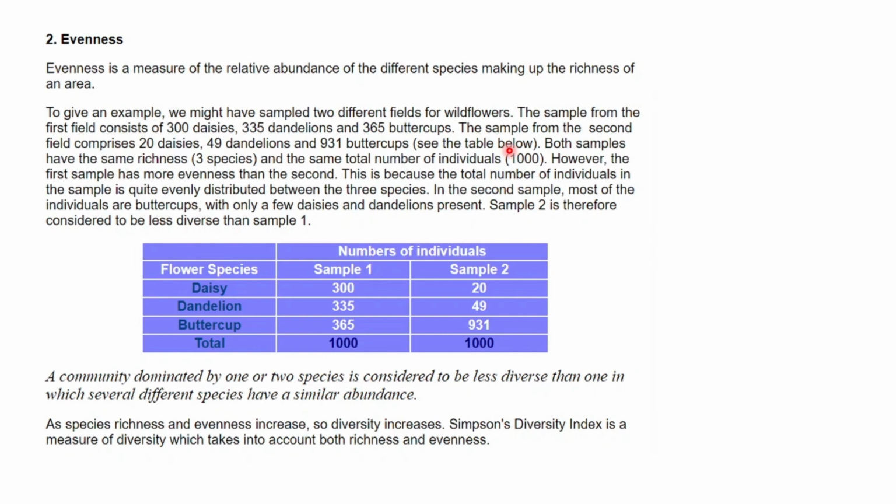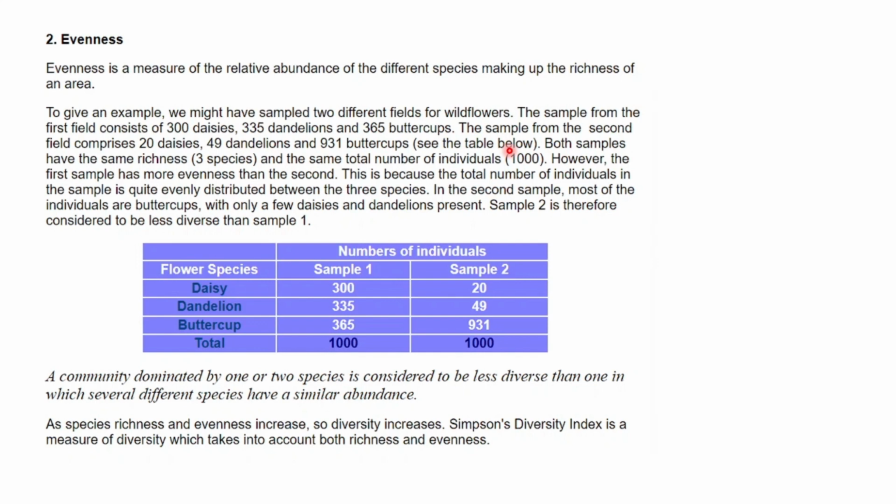However, the first sample has more evenness than the second. As you can see from the numbers in the table, you can figure out on your own why it has more evenness. This is because the total number of individuals in the sample is quite evenly distributed between the three species. In the second sample, most of the individuals are buttercups. There is a hugely skewed measurement over here, with only a few daisies and dandelions present. So sample 2 is considered to be much less diverse than sample 1.